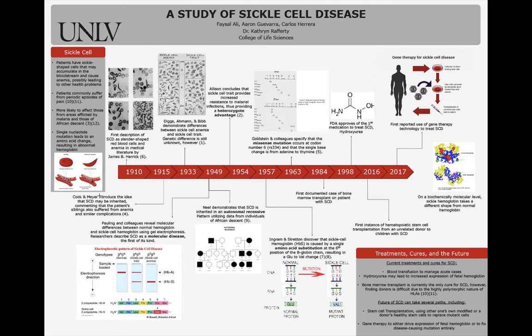That same year, Linus Pauling and his colleagues conducted experimental analysis on the hemoglobin found in red blood cells. The experiments were conducted using gel electrophoresis using blood samples from both normal and affected individuals. The results of these experiments showed abnormalities in the shape of the hemoglobin of affected individuals, which led researchers to name sickle cell disease as a molecular disease, the first of its kind.